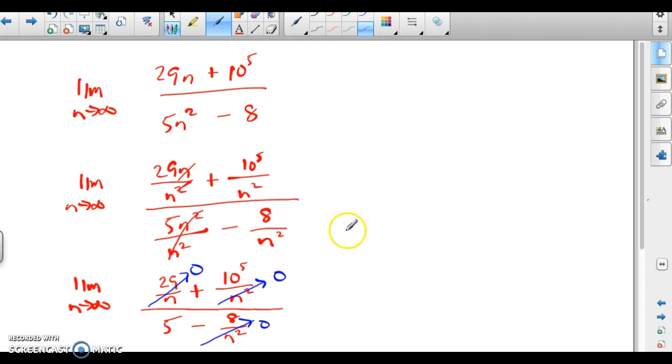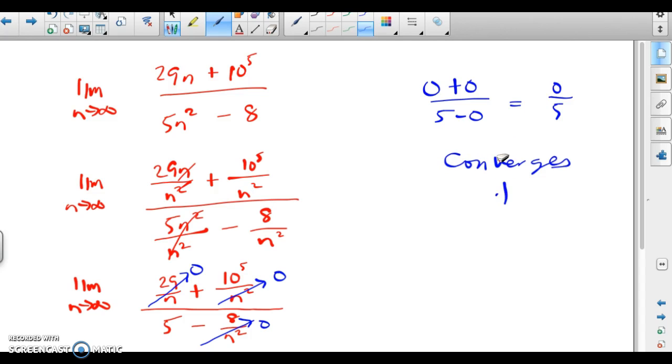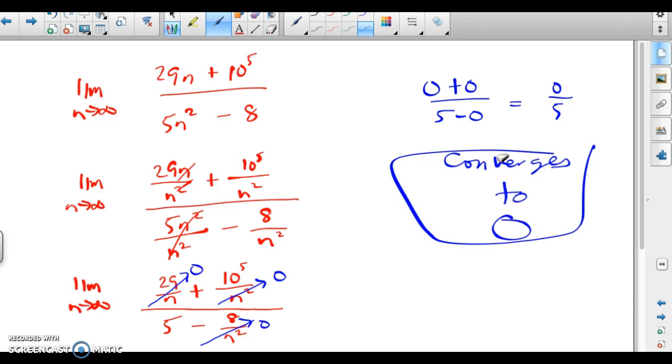So all we have left is basically 0 plus 0 over 5 minus 0, and that gives us 0 over 5. So this converges to 0. Okay? And that's it. So now you should be able to do your homework for today.